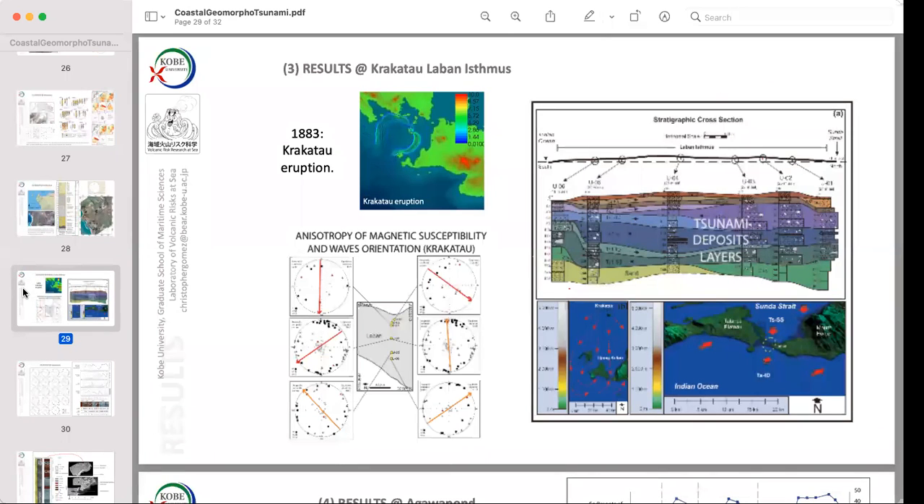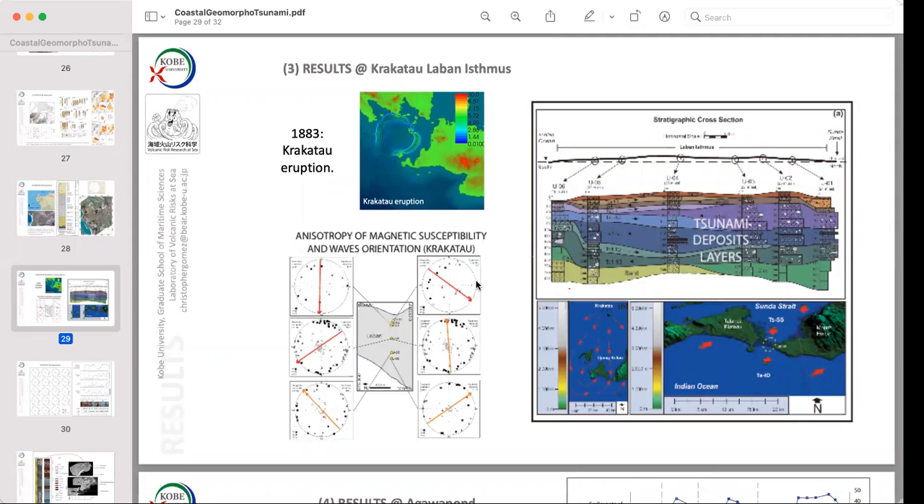And another location where we did something similar with some of my colleagues and also with students from Indonesia who were in France as well. So I did some simulation of the Krakatoa eruption and tsunami wave going around the isthmus. And here we have the Laban Isthmus. And at the Laban Isthmus, we have tsunami deposits that have been created by the 1883 Krakatoa eruption. So what we did for that is to take sets of sediments, one on top of another, and to look at the orientation of the tsunami.